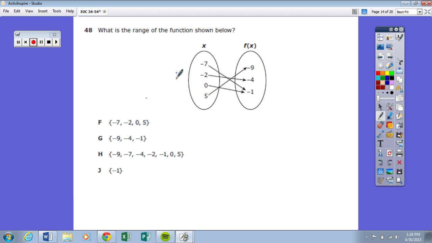Okay, 48. I hope nobody misses this on the test. Range, is it X or is it Y? It's Y. Which of these circles is the same as Y? This one over here. I mean, that's X, so that's got to be Y. So what are these numbers? Right there, and you are finished. That's an easy one, I hope.